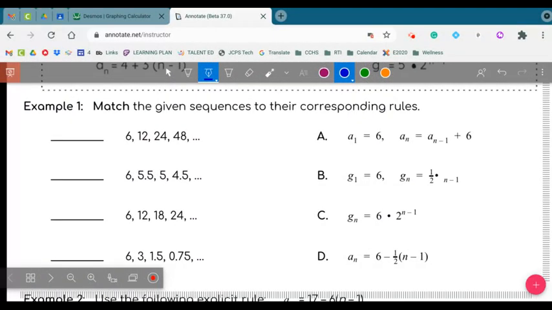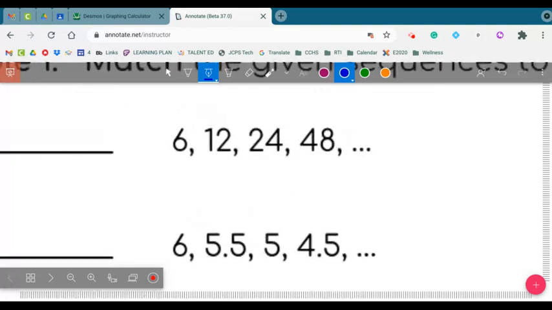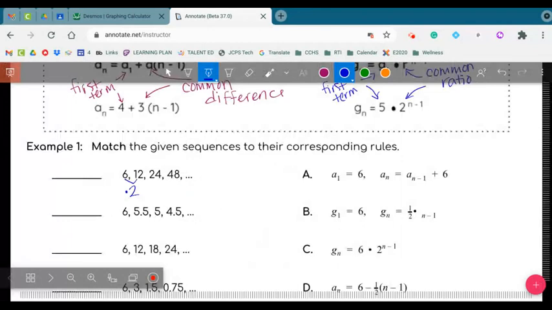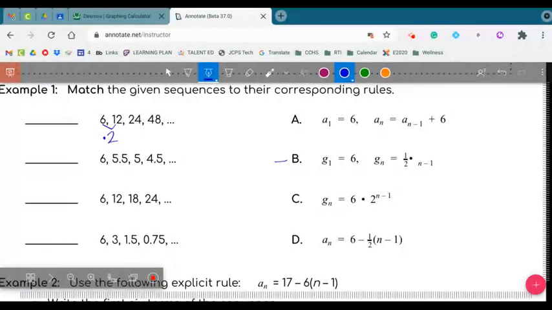Okay, the first one says match the given sequences to their corresponding rules. So the first one, we go from 6 to 12 to 24 to 48. So from 6 to 12, we're going up by 6, but then from 12 to 24, we're going up by 12. So we're not adding, we'd have to be multiplying, and we're multiplying by 2. So since we're multiplying, it's geometric. So it has to be B or C. They both have the first term as 6. This one has a ratio of 2. This one has a ratio of 1/2. So it's going to be C.